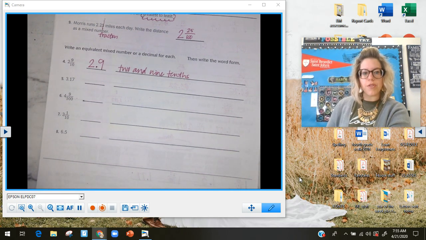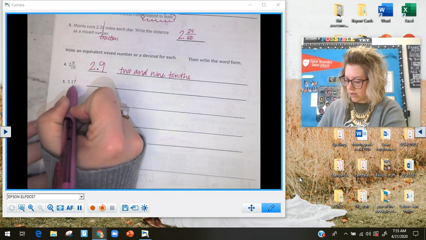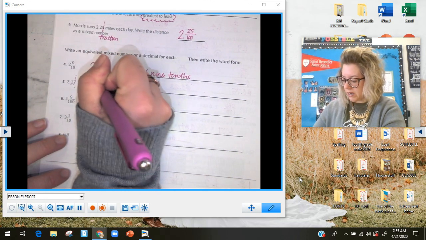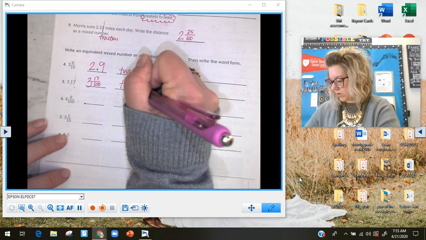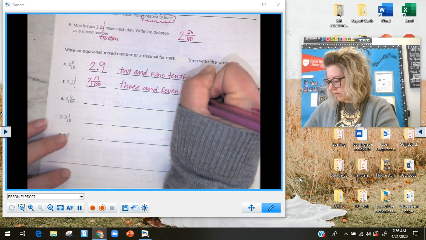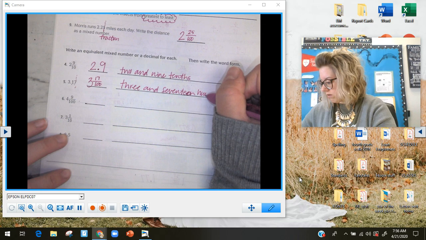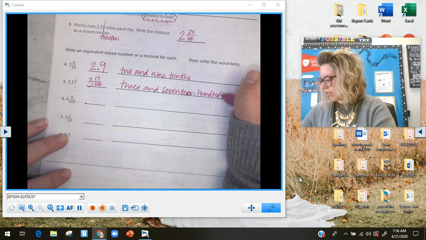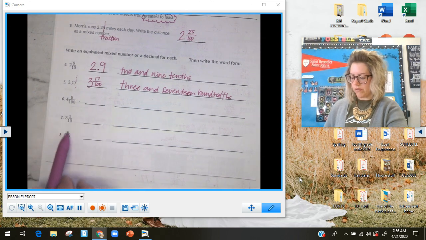3.17 or 3 and 17 hundredths, because my 7 falls in the hundredths place. So 3 and 17 hundredths. 3 and 17. Whoa, 2 E's in 17. It's hundred with a th at the end. Okay? That's how you do all of these.